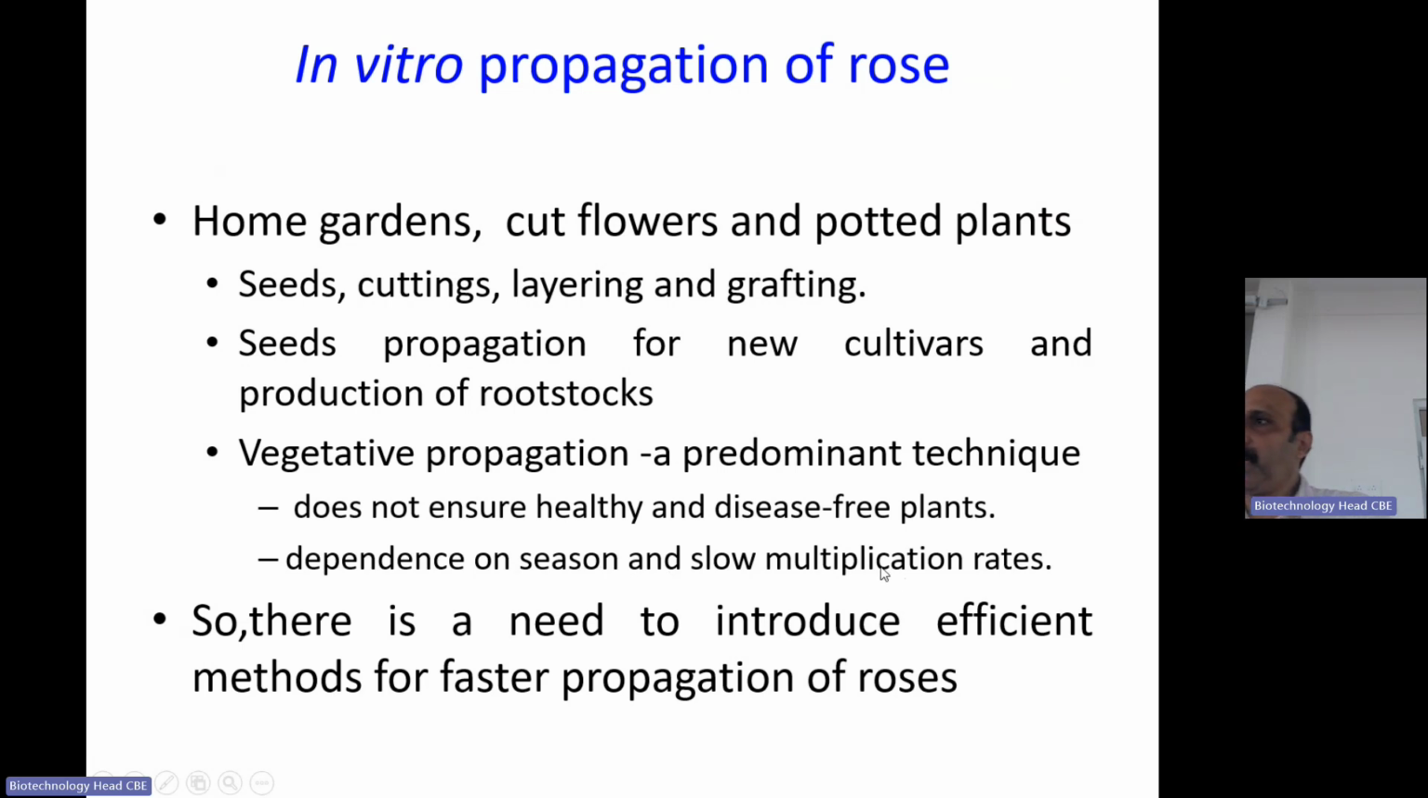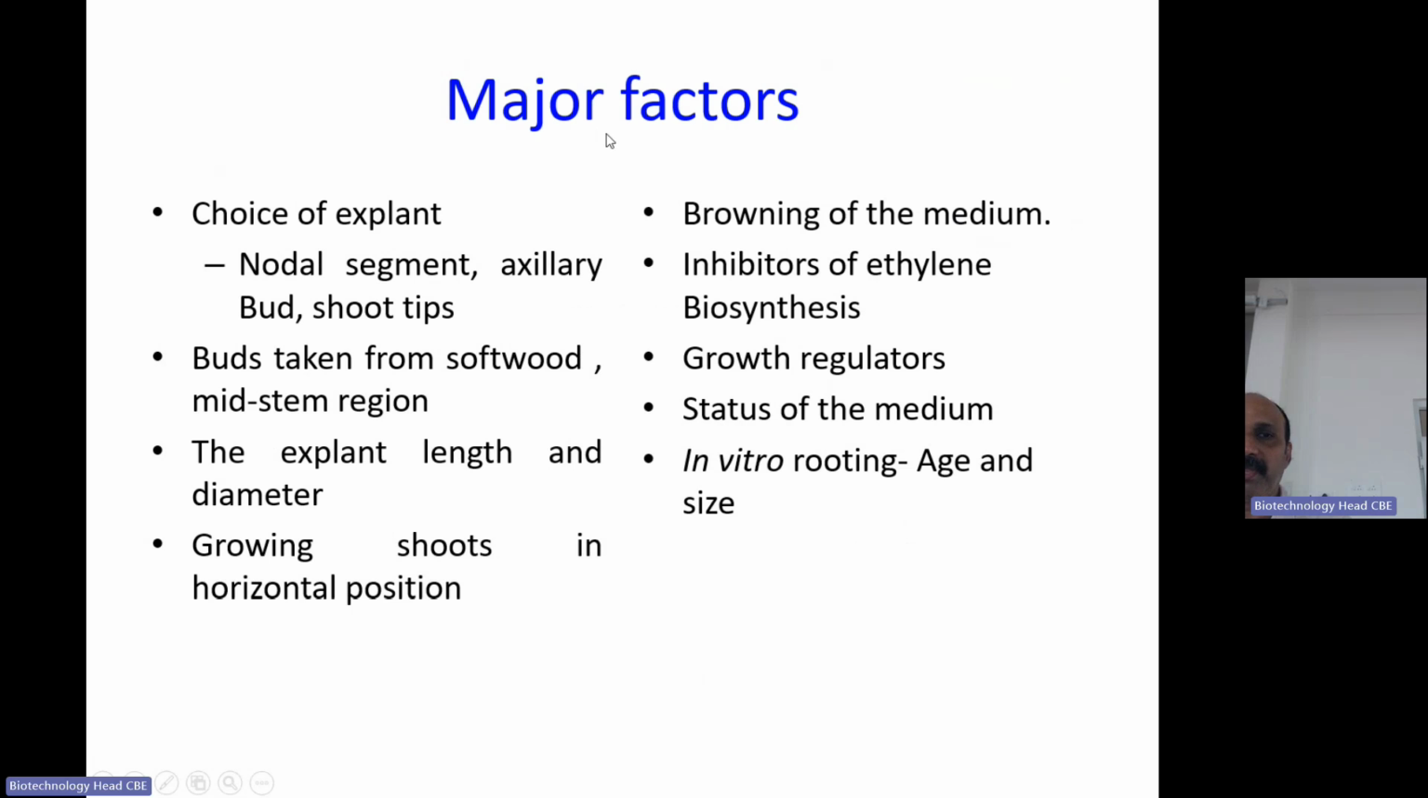So we can go in for in vitro propagation. There is a need to introduce efficient methods for propagation. The major factor is the choice of explant. What we select for rose will be the nodal segment, axillary bud, shoot tips. Mostly buds taken from soft wood, called pencil thickness wood. So the stem, not very thin stems. It should be of pencil thickness.